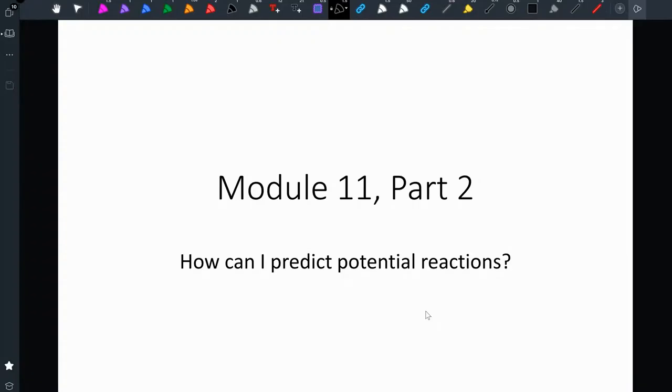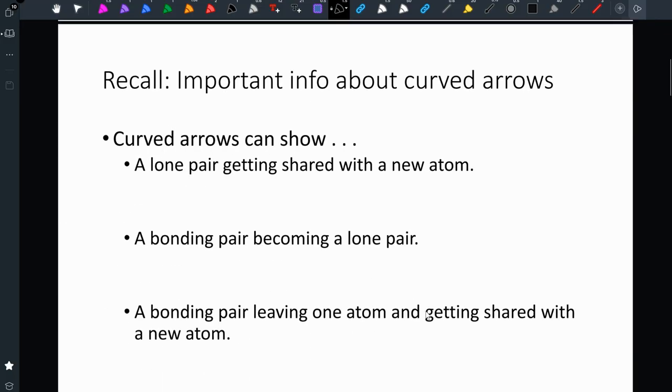All right, in this part, which is going to be very brief, now that you have seen a little bit about how curved arrows work, I'm going to show you how you can make a prediction of what reaction might happen between two molecules using what you already know. So that's the focus today.